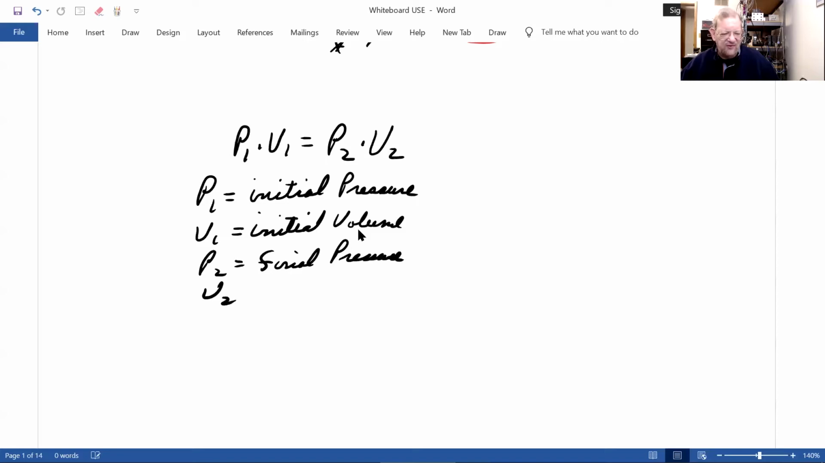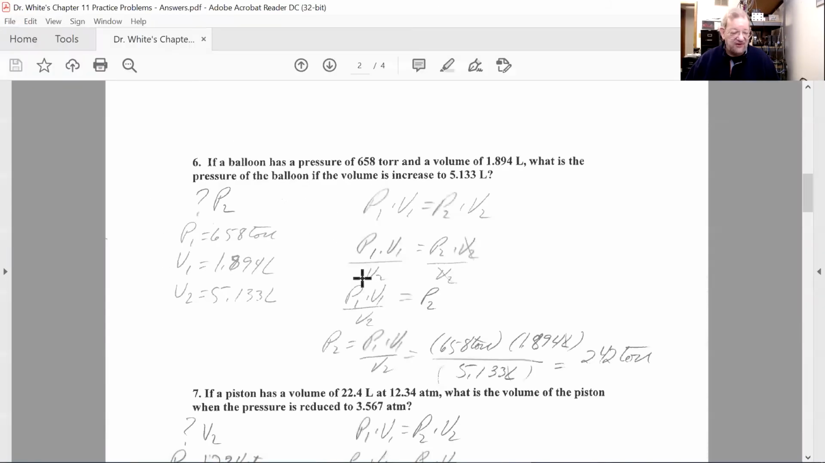And V2 equals final volume. Now, the pressure and the volume in this equation can be in any units you're using. So let's go look at a problem dealing with this.